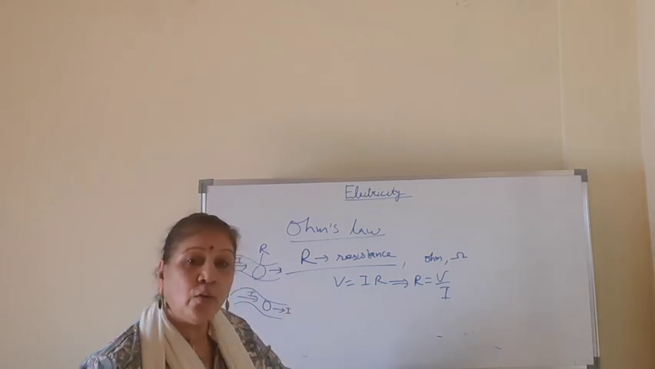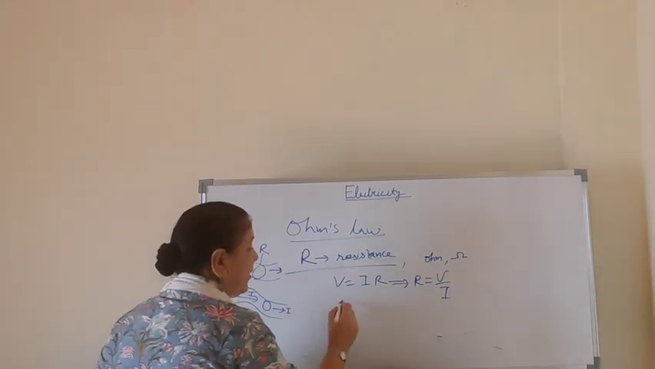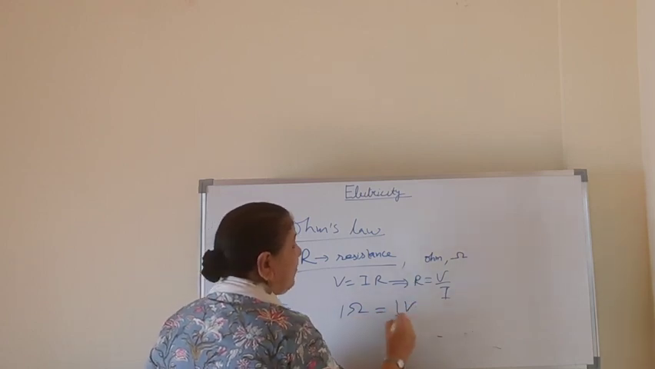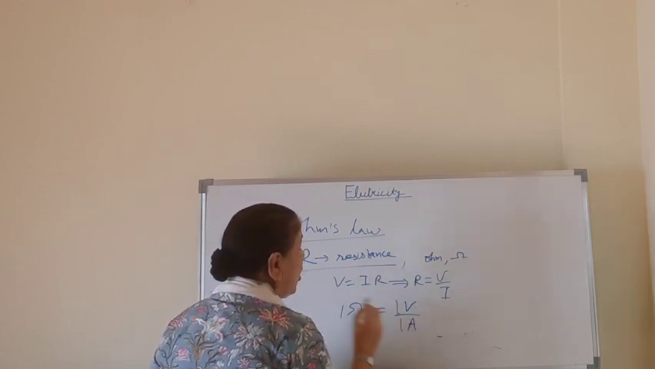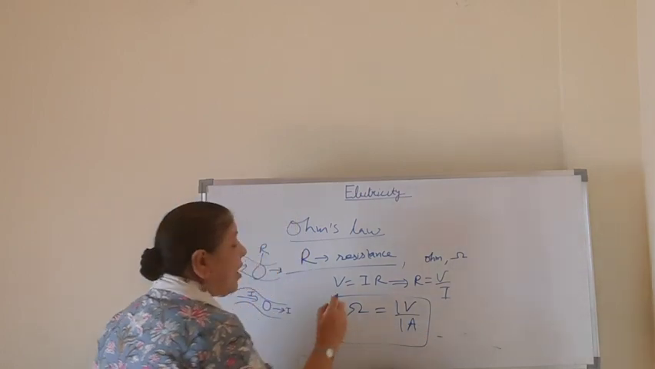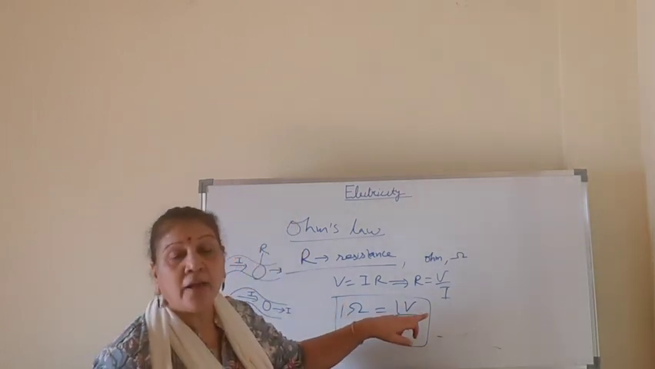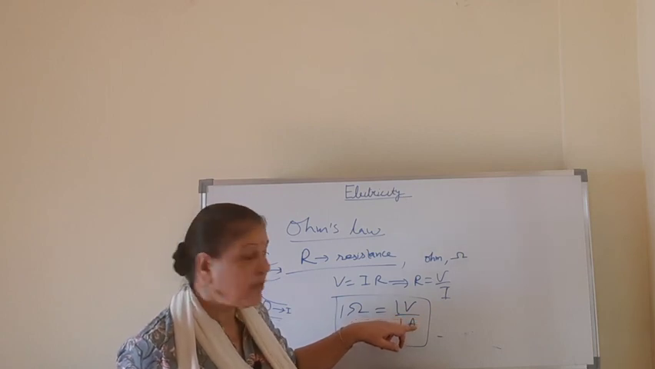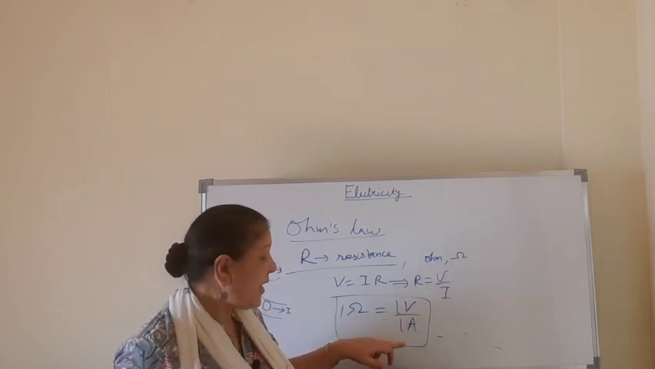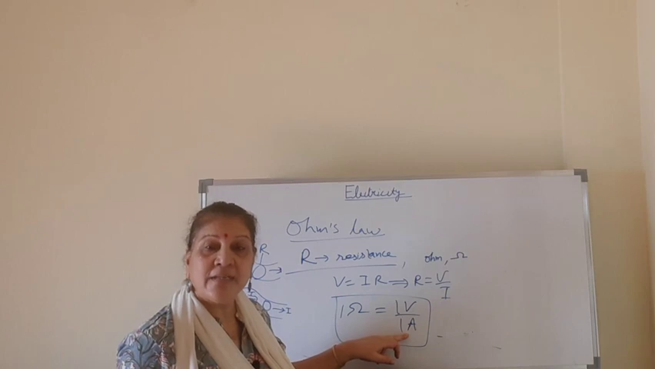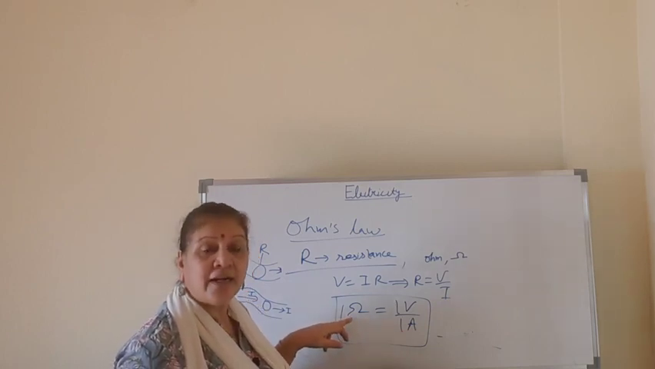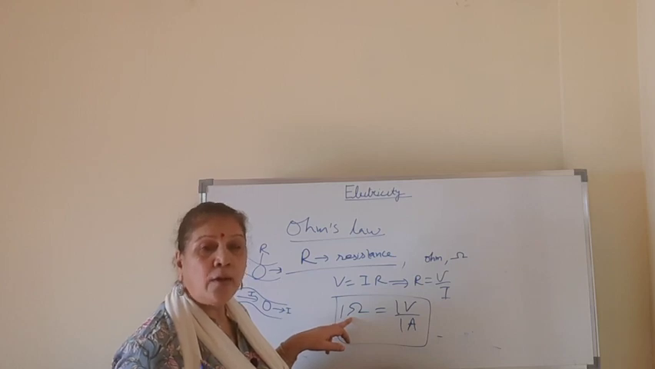Formula I have given you. Again we can find the unit definition for resistance, 1 volt by 1 ampere. So what is 1 ohm? If the potential difference between two terminals of a conductor is 1 volt and the electric current flowing through the circuit is 1 ampere, then the resistance of that conductor is said to be 1 ohm.